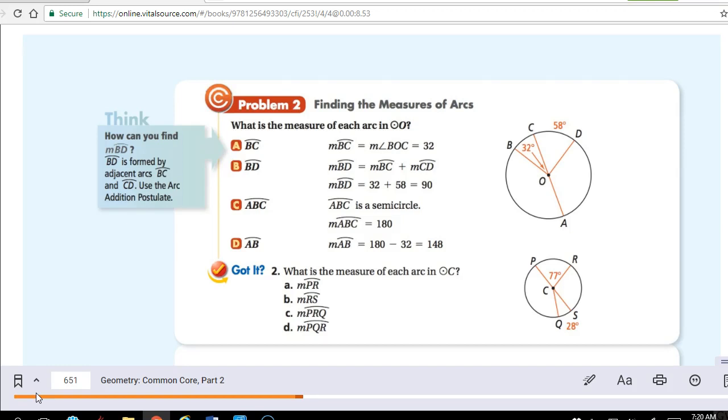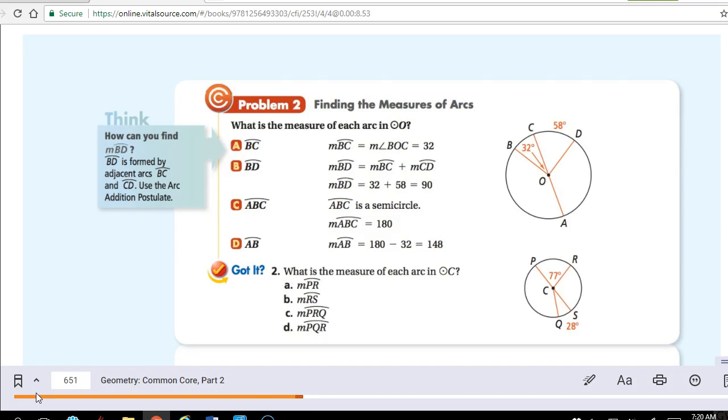These are the kind of things that you will have to figure out as we work through these kind of problems. Okay. Now, let's look at the Got It section here. What is the measure of each arc in circle C? They've given us a picture, so we're going to do some of these on our own.